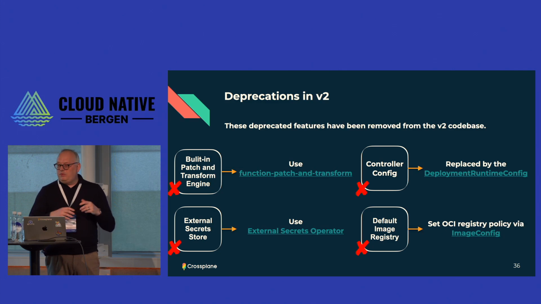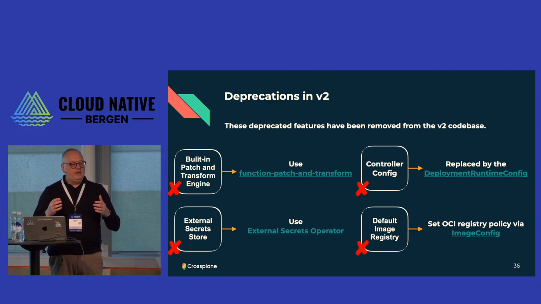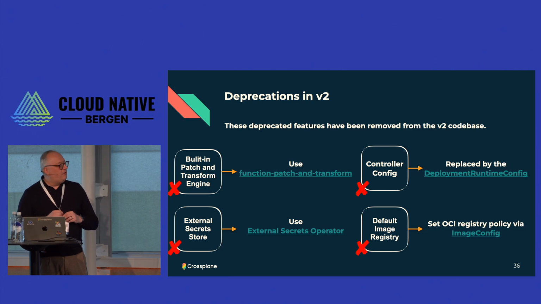Controller configs: when you run providers, you want to set things like how much memory, CPU, labels, and things like that. So we have a deployment template that you can use. We used to have something called a controller config, but that's been replaced. Again, there's tooling that you can use to convert if you have one.